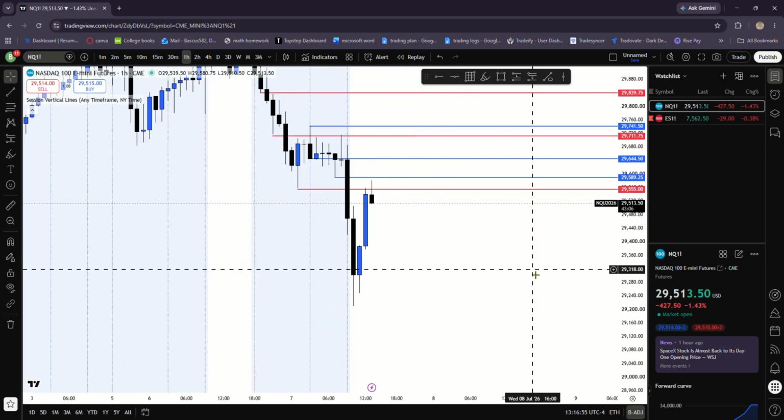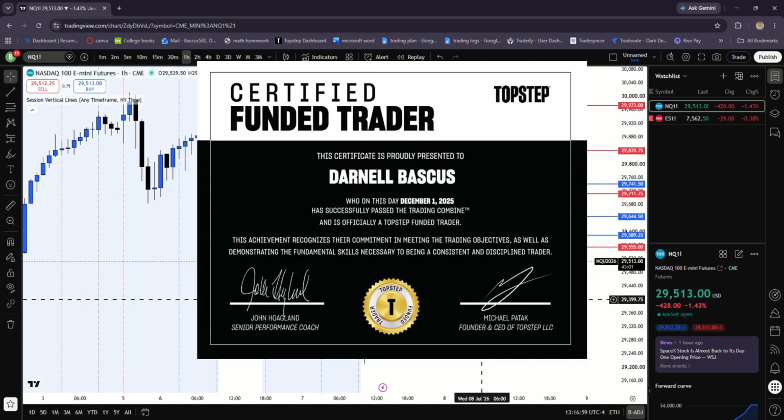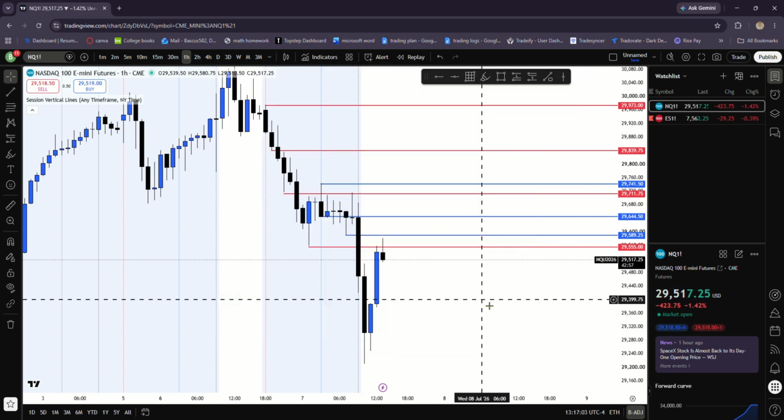Also, I'm going to pop up some certificates on the screen for you guys here, just so you guys can see that I'm not lying about actually being able to day trade, being profitable, and being able to actually take profits outside of the markets, right? Basically just robbing NQ for the fun of it, right?